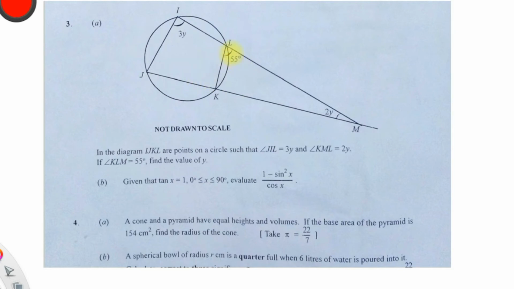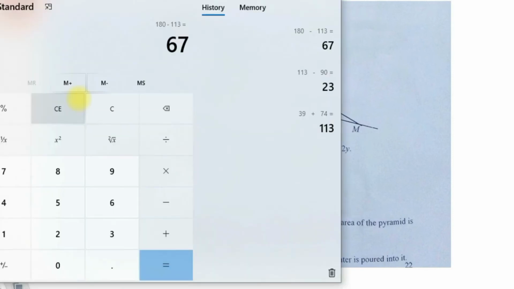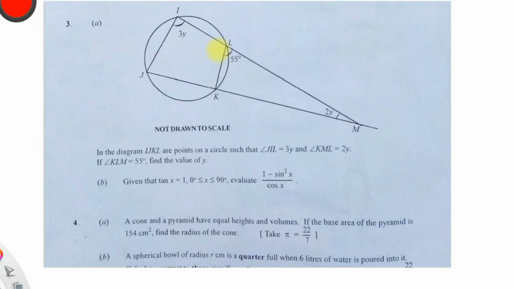You also have the angle on the straight line. So what will this angle be? If this was 50, the other will be 130. So this angle will be 125. So 180 minus 55 is equal to 125. So this angle is 125.